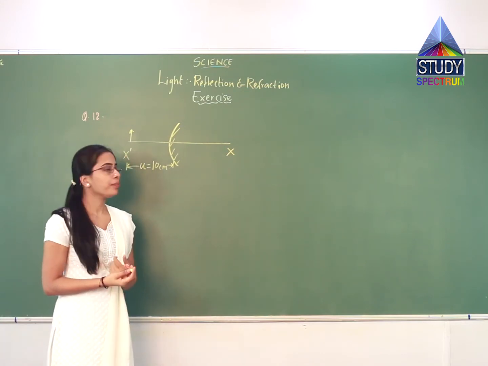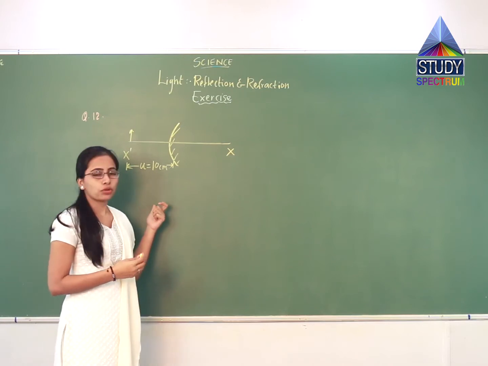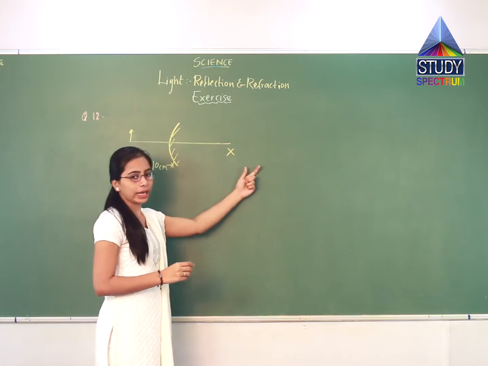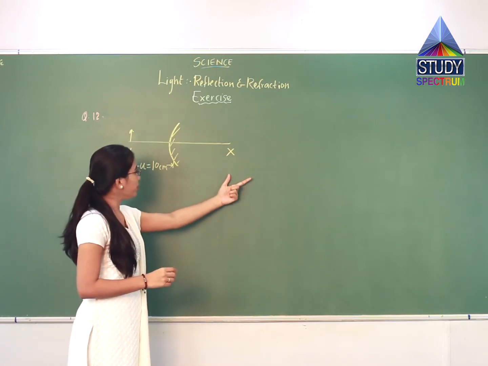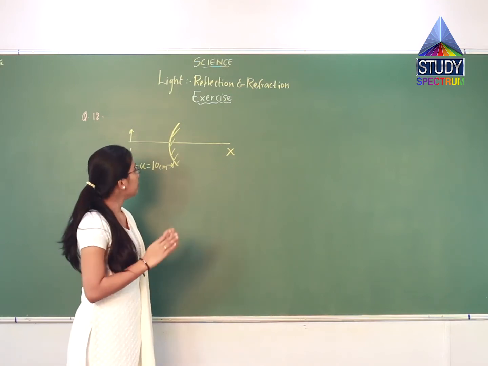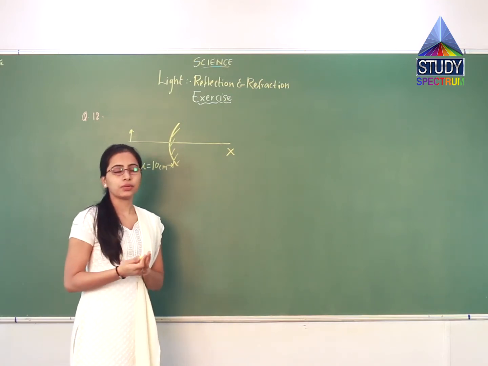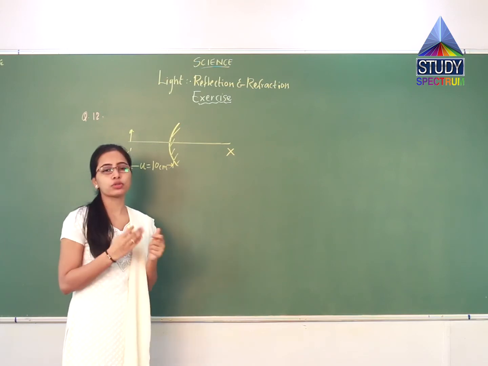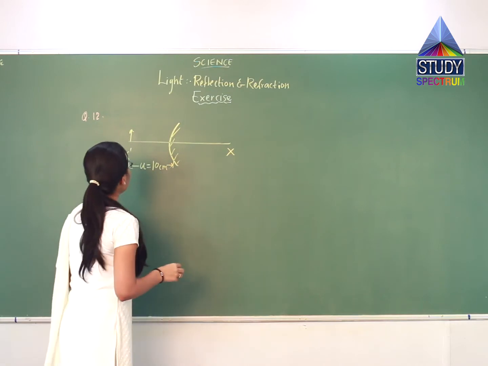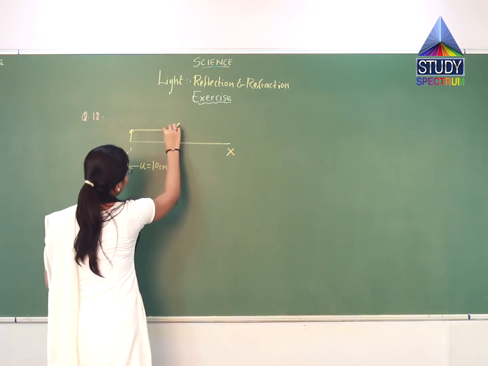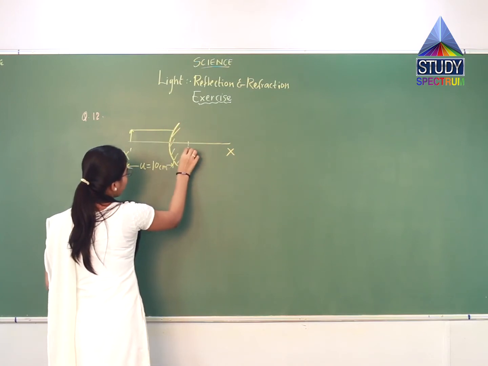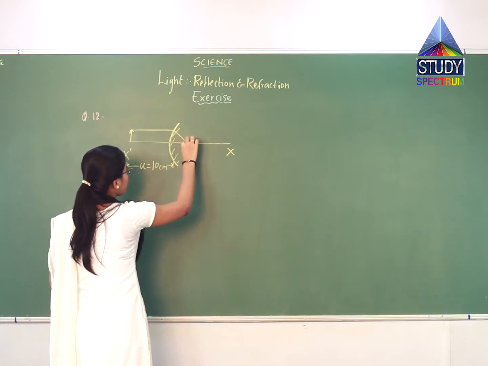Now if you remember, in the case of convex mirror, image is formed on the right hand side of the mirror, and it is a real image, and also it is inverted. So let us see how we will solve this example. Suppose this is the light falling and it will pass from this focus like this, suppose.